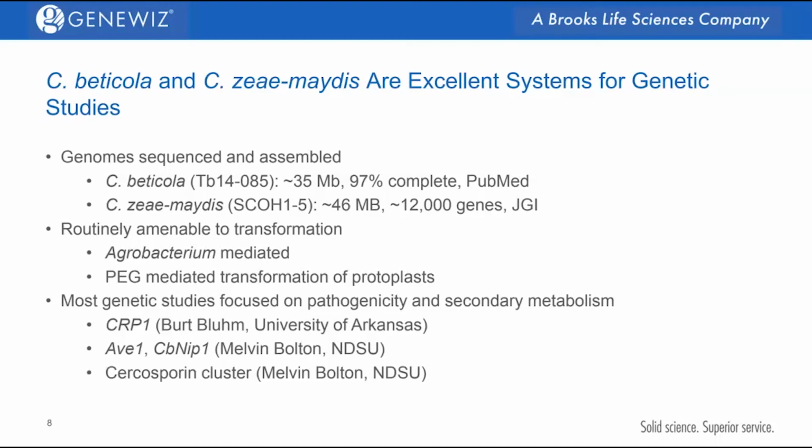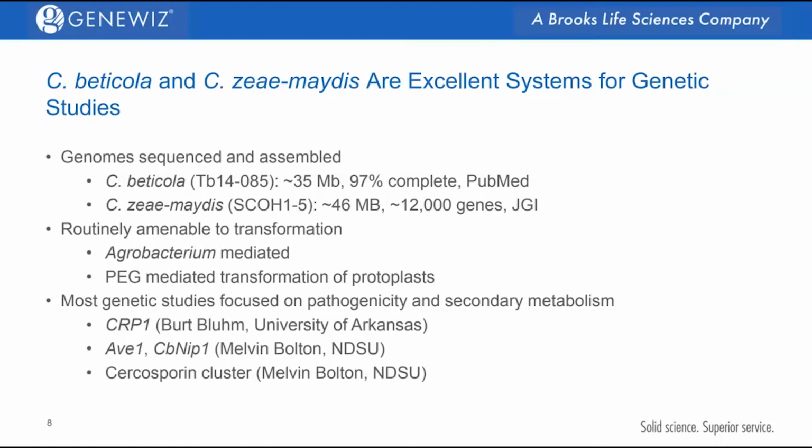Cercospora zeae-maydis, the isolate SCOH1-5, was sequenced by my previous lab through JGI, and it's a slightly bigger genome, 46 MB, and about 12,000 genes have been annotated. Biggest advantage is both these isolates are routinely amenable to transformation. We've tried both Agrobacterium-mediated transformation and PEG-mediated transformation of protoplasts.